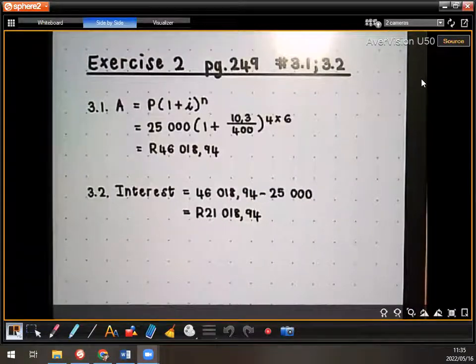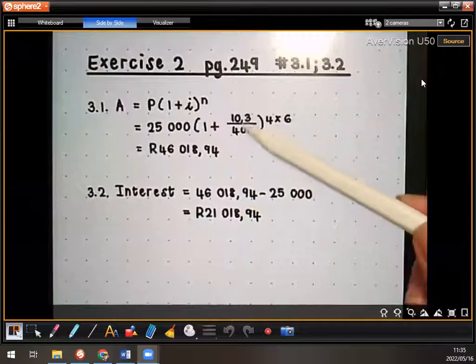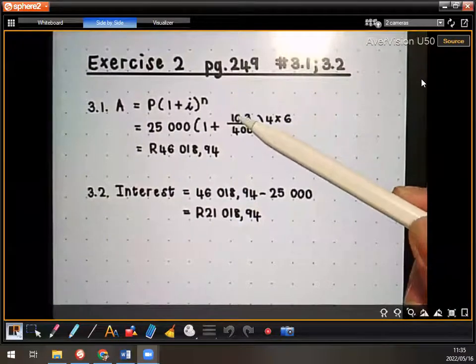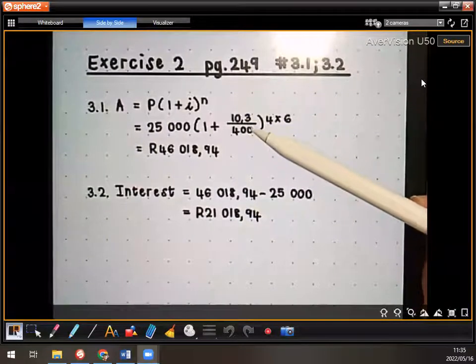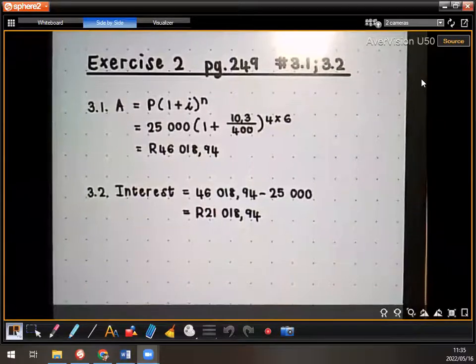Guys, I think for 3.2, they said, how much interest? If you're reading the actual question there, they didn't say what percentage of interest. They already told you that the interest is 10.3 over 400. So this is a very common mistake, guys. If they say how much interest, they're literally asking for the amount of interest.